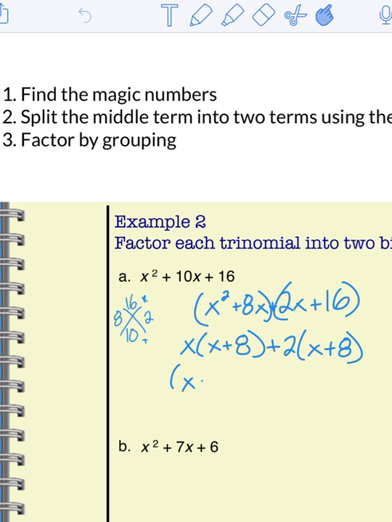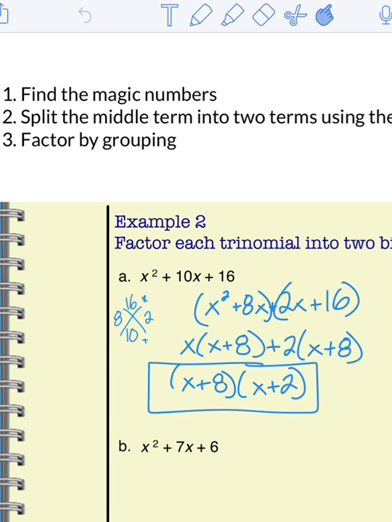All right, so now when I factor out the binomial, my final answer is going to be x plus 8 times x plus 2. Again, totally okay to have these backwards. If you had x plus 2 first and x plus 8 second, that's the same thing.